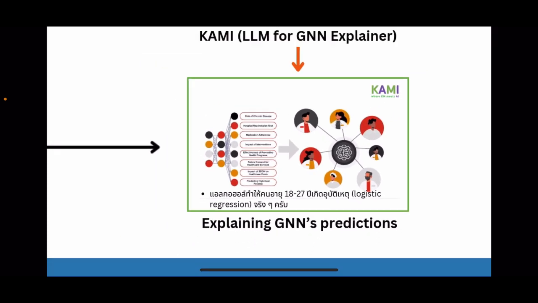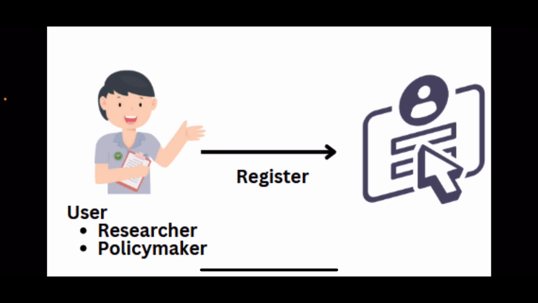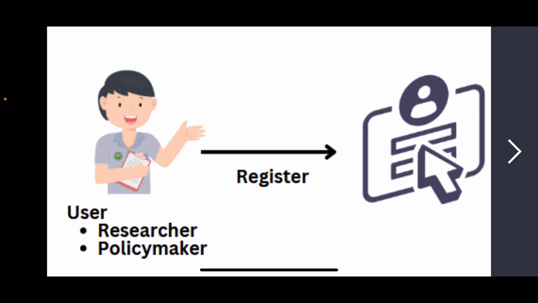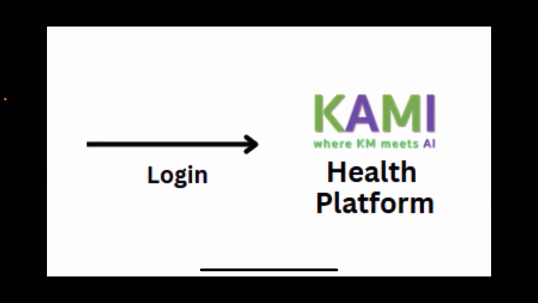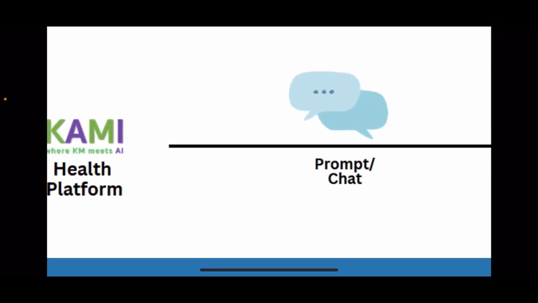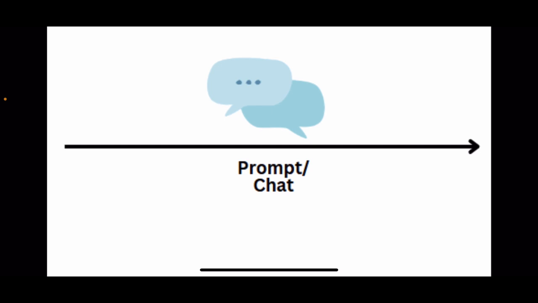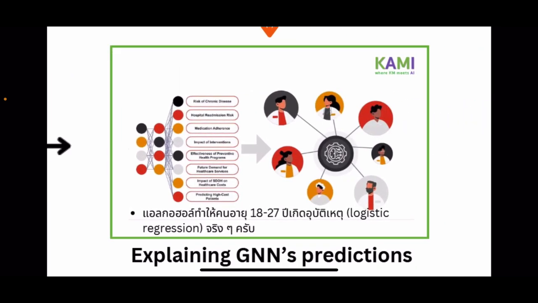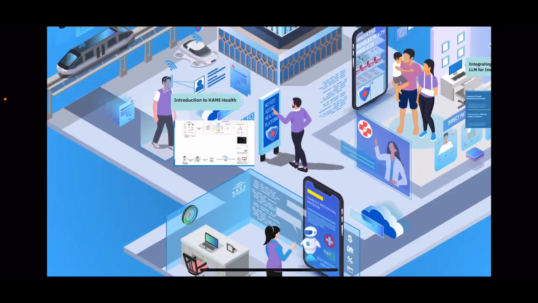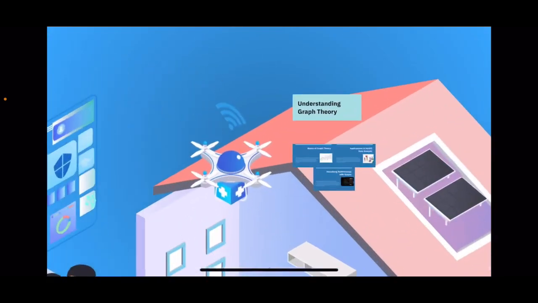So what does this look like from a customer standpoint? You, the user, such as a researcher or policymaker, register and make an account with us, Kami. After this, you're able to prompt and chat with our software, and we'll bring you to the exact same conclusions very seamlessly, without any of the back-end knowledge having to be understood directly by the user or the customer.